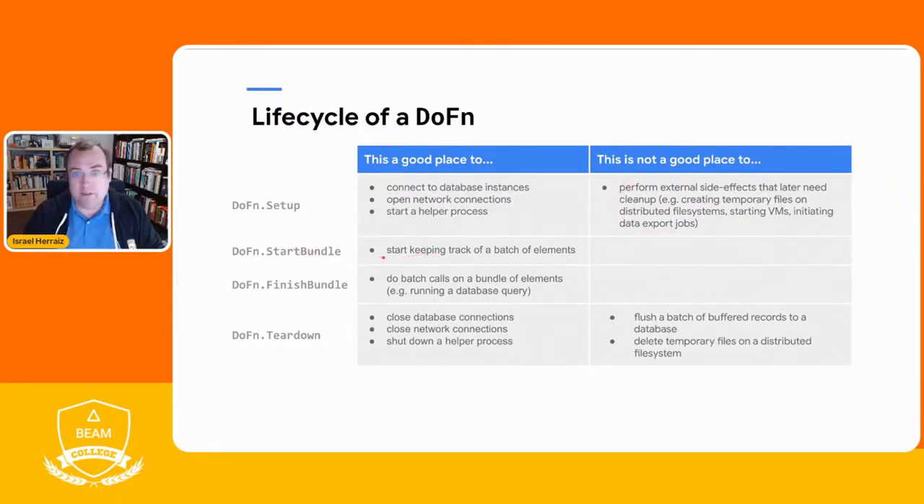The start bundle: if for some reason you need to keep track of the elements that you are processing in a batch, and again, in the state and timers presentation, you will see some situations in which this is a good alternative, like processing the elements in batch, for instance when you are calling an external service and doing batching calls. So here is where you have to start tracking this batch, okay? And then in finish bundle is where we should actually clear the state, okay? In finish bundle, you should, for instance, do the call to the external service, return the result, and then remove the batch and proceed to process the next batch of data.